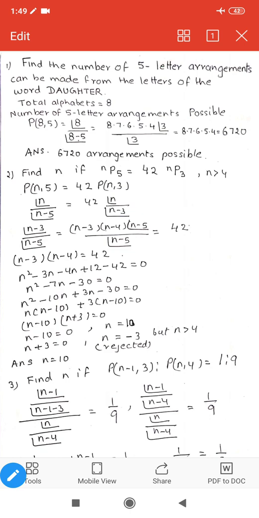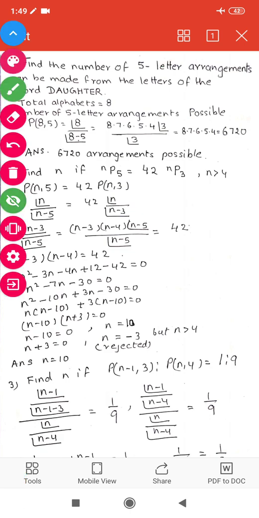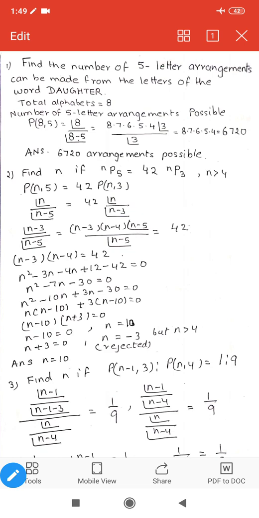Factorial 8 upon 8 minus 5, that is 8 into 7 into 6 into 5 into 4, factorial 3 gets cancelled out, and we are left with only 8, 7, 6, 5, 4, that is 6720. 6720 arrangements are possible.